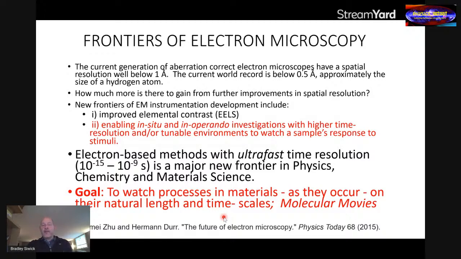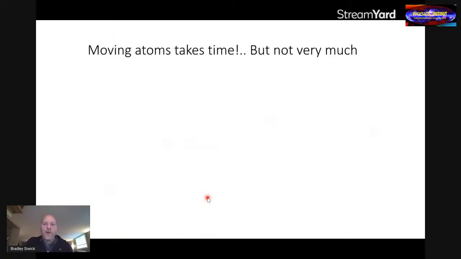Okay, and so I'll talk a little bit about that to bring everybody on side, and that is to make molecular movies, right? So what are the natural length and time scales of processes that occur in materials? Processes that occur in materials often result from rearrangements of atoms in space, right? So that sets both a natural length and a natural time scale for processes in materials, right? Atomic rearrangements. Okay, so on what length scale do they occur, and on what time scale do they occur?